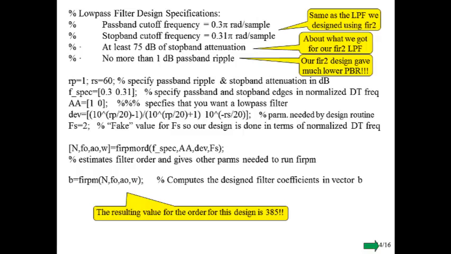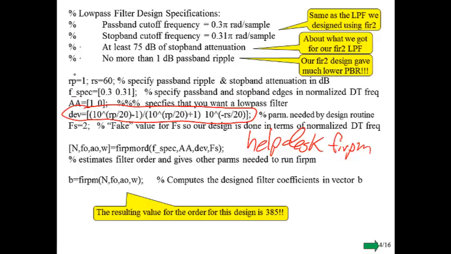And in fact, a nice command is called helpdesk. So if you say helpdesk and then FIRPM, it'll give you a lot of very precise information about how to use this in more detail. And then this is just something that you have to compute based upon your passband ripple in dB and your stopband attenuation in dB. So it creates this DEV command or quantity that you then plug into your FIRPMORD.